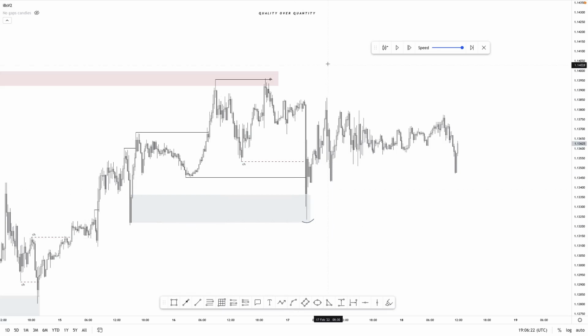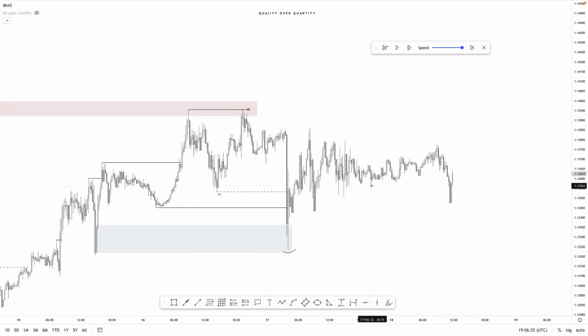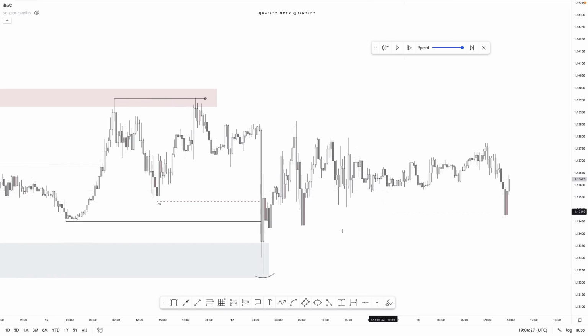We also have a weak low. We failed to push higher, and so everything is looking good for shorts. Okay, what else do we see?